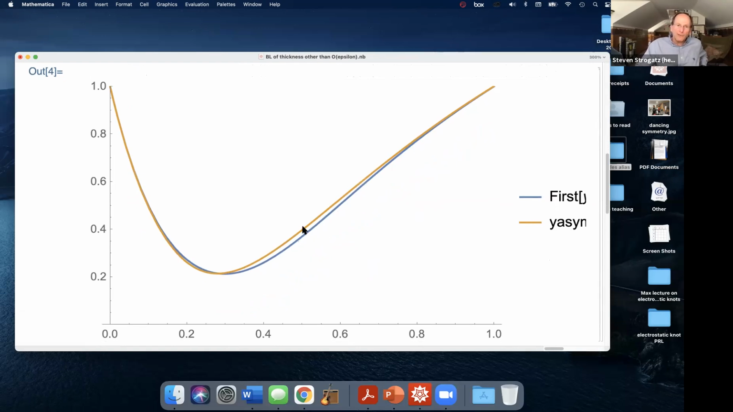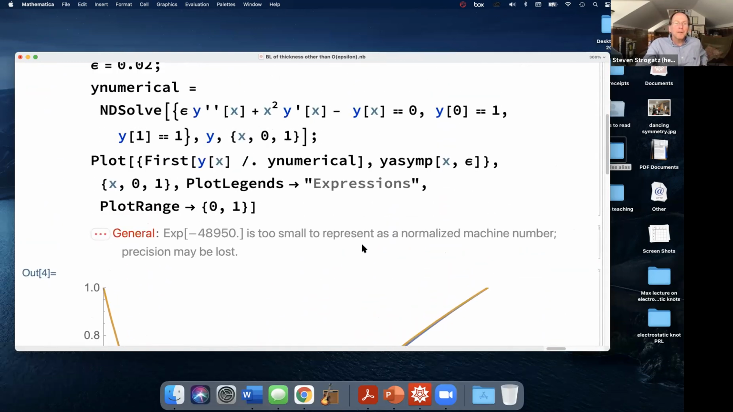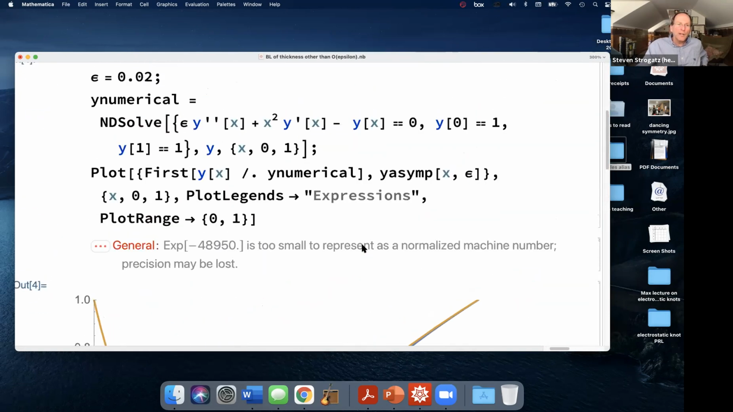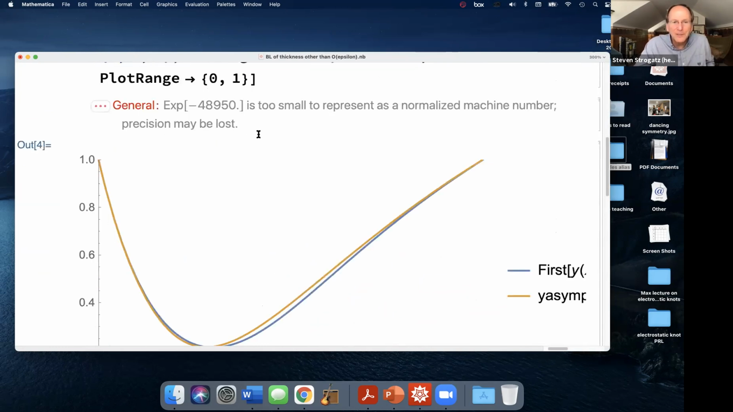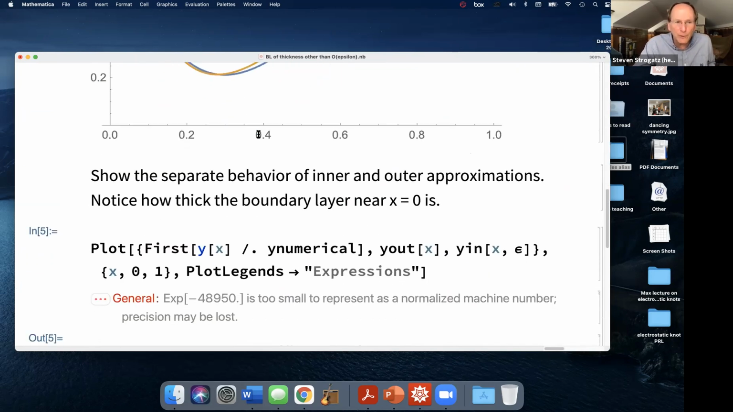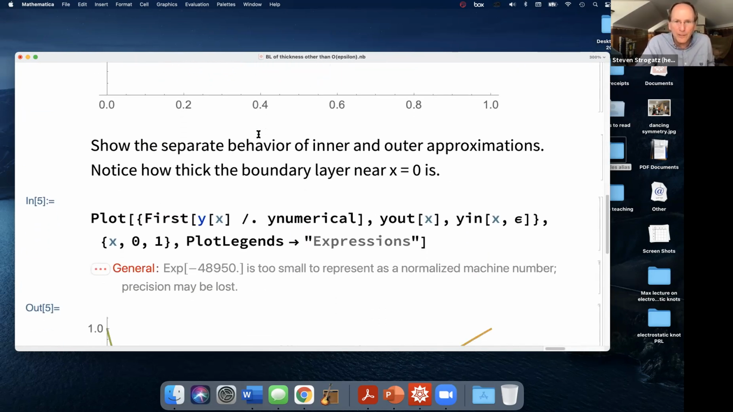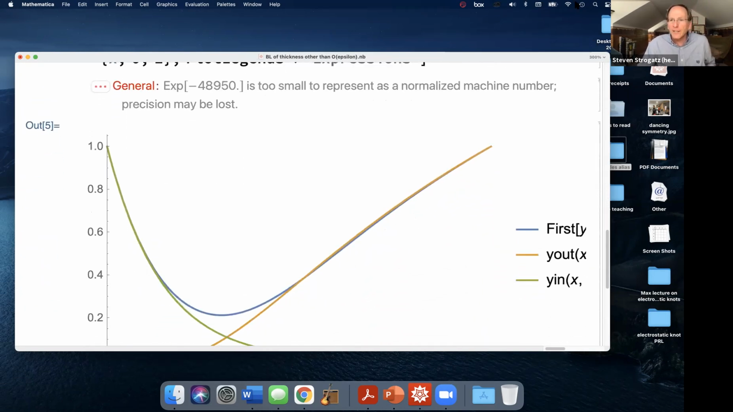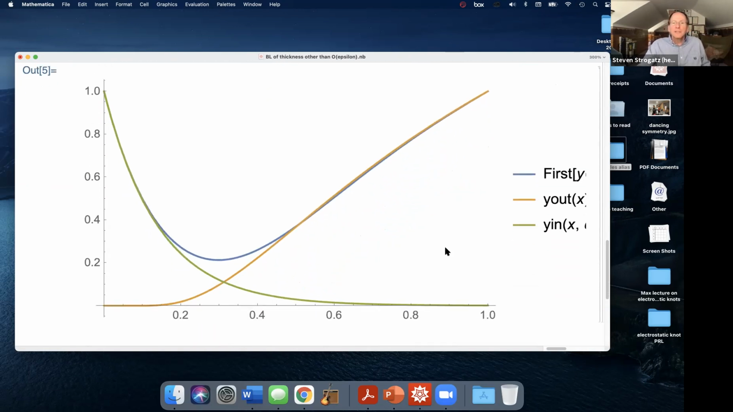It's a little bit off in here. I made it on purpose to be a little bit off. When I made epsilon 0.01 instead of 0.02, I couldn't see the difference. But the other thing that I think is sort of interesting is to see what a thick boundary layer looks like. So this is what it looks like if I graph the inner and the outer separately. The outer solution is shown here in orange. The inner is in green.